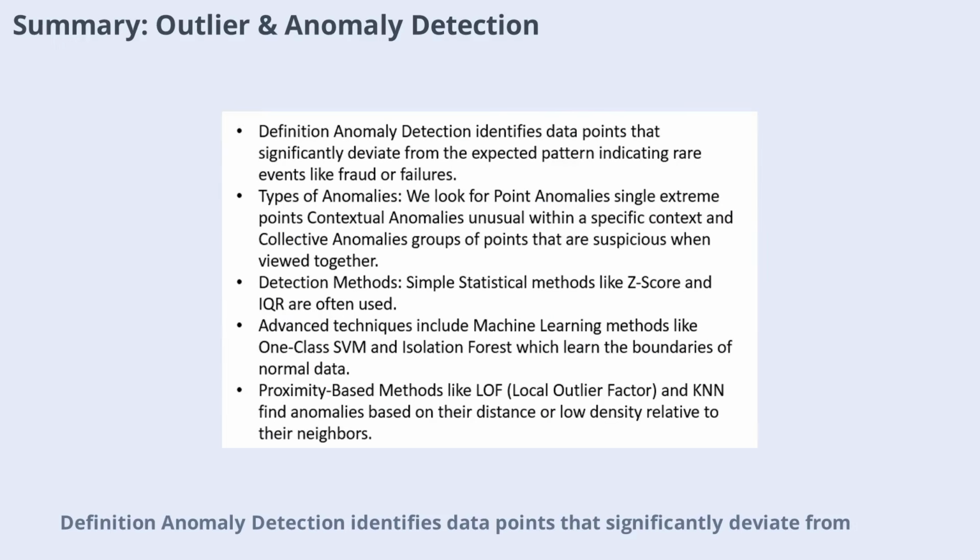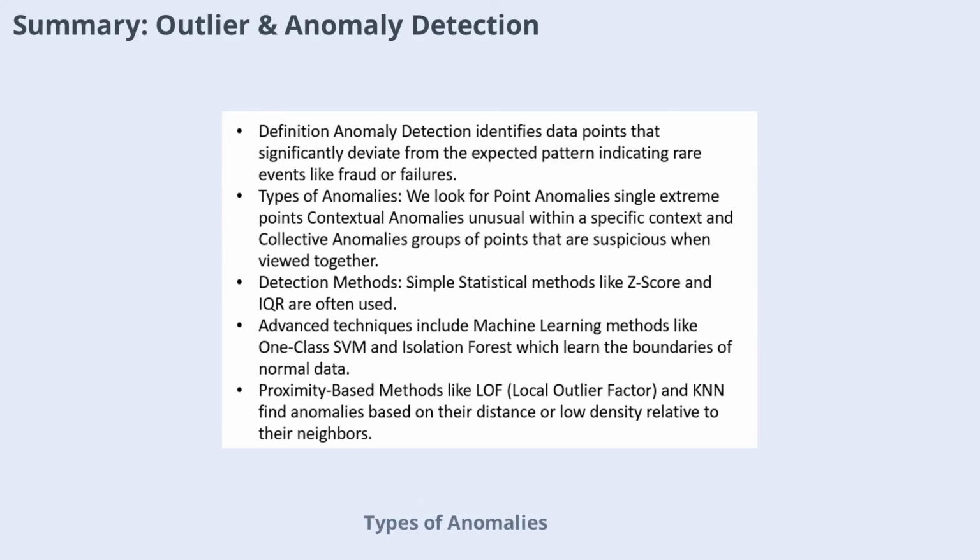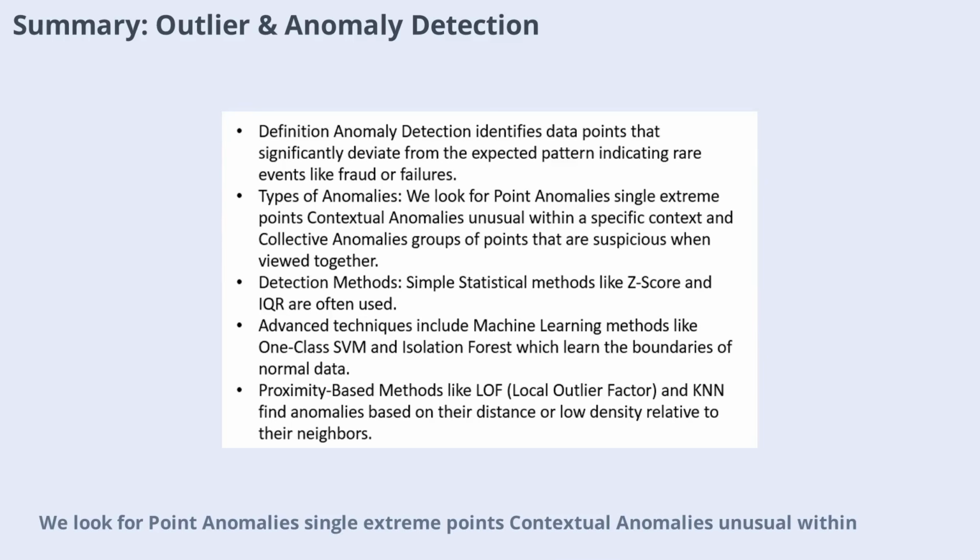Definition: anomaly detection identifies data points that significantly deviate from the expected pattern, indicating rare events like fraud or failures. Types of anomalies: we look for point anomalies, single extreme points, contextual anomalies unusual within a specific context, and collective anomalies, groups of points that are suspicious when viewed together.